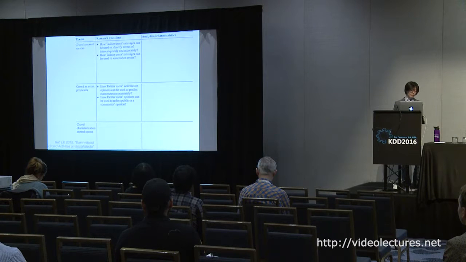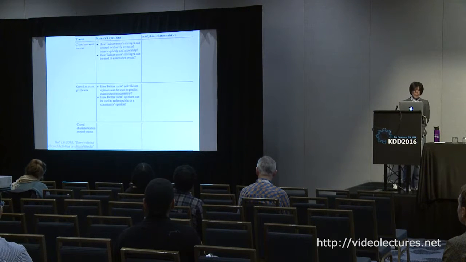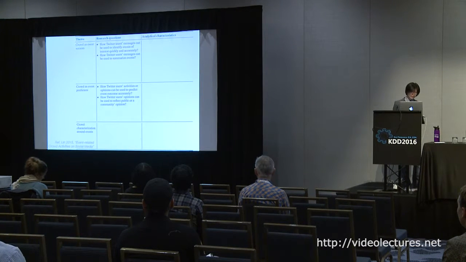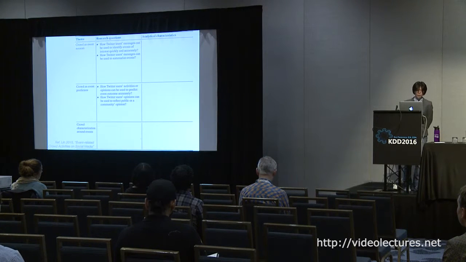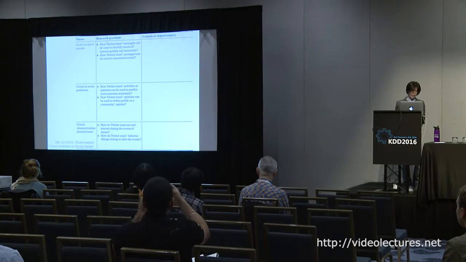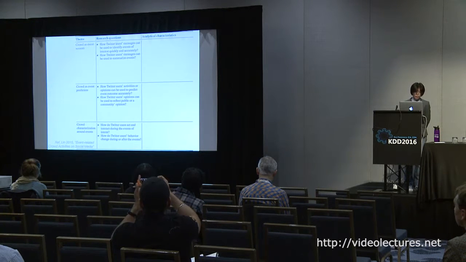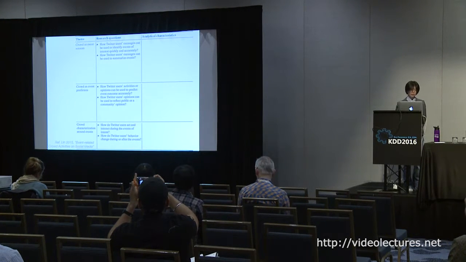For the second theme, the question includes how Twitter users' activities or opinions can be used to predict event outcomes accurately or to reflect public or community opinion. And for the third theme, the question would look like: how do Twitter users act and interact during the event of interest, and how does Twitter users' behavior change during and after the events?